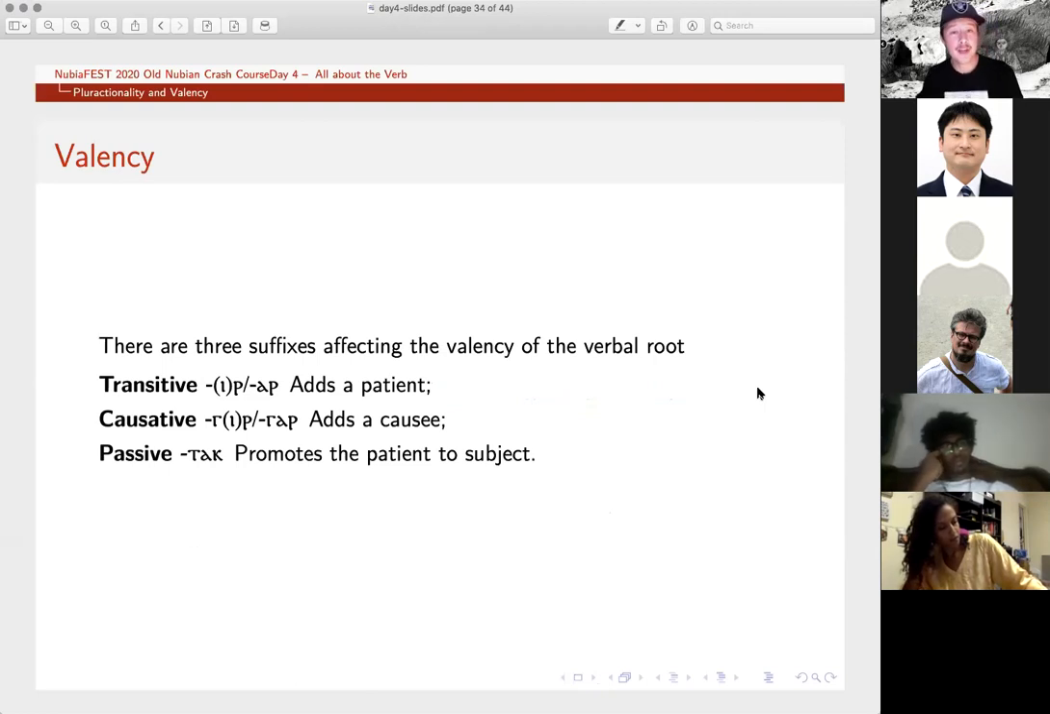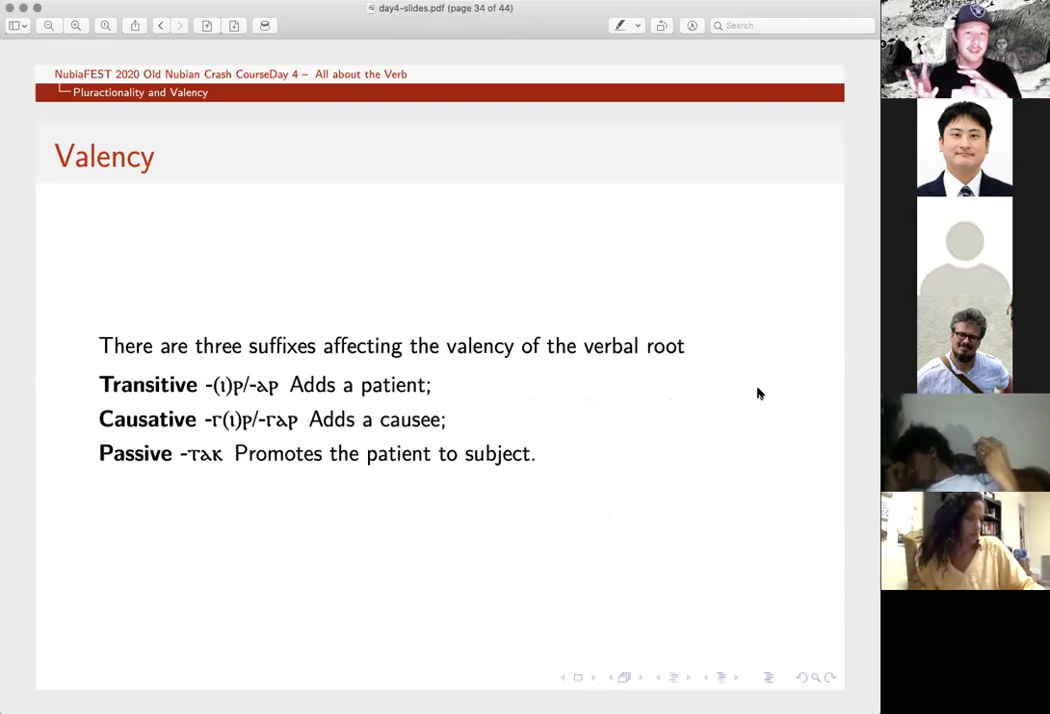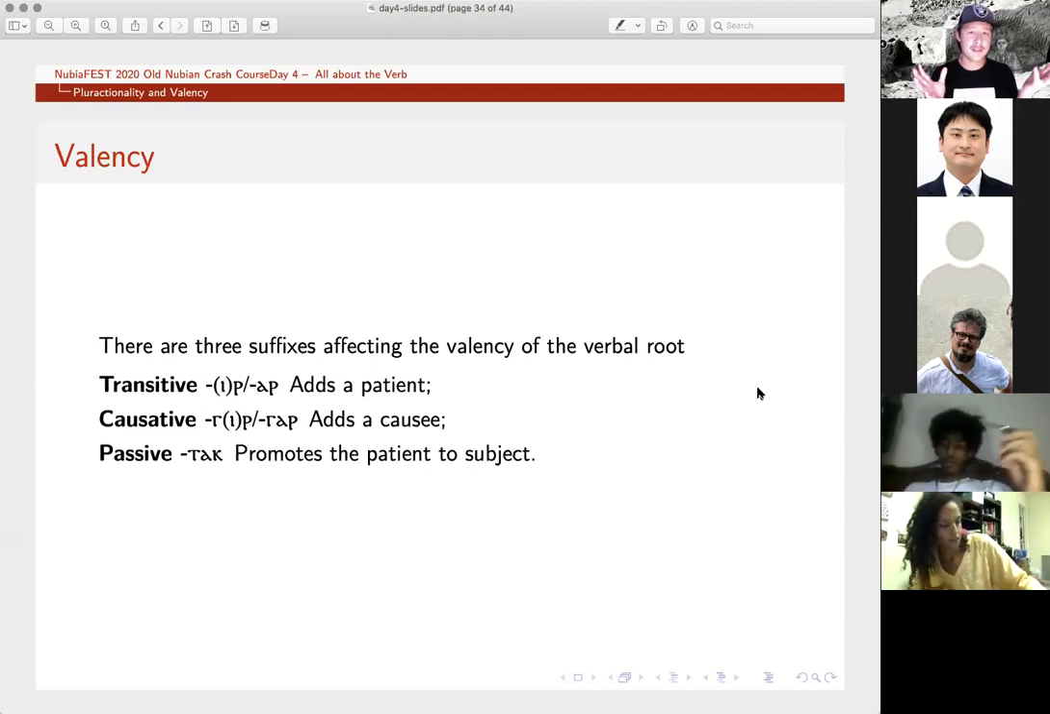Now, then we move on to valency. So valency marking suffixes do something with, you know, adding or subtracting a role from your verb. So, you know, when you have an intransitive verb, you can make it transitive. When you have a transitive verb, you can make it ditransitive. Or when you have a transitive verb, you can make it intransitive. So you can add and subtract, basically. That's your plus and minus signs. That's what these things are.